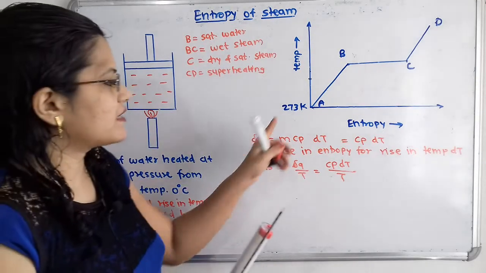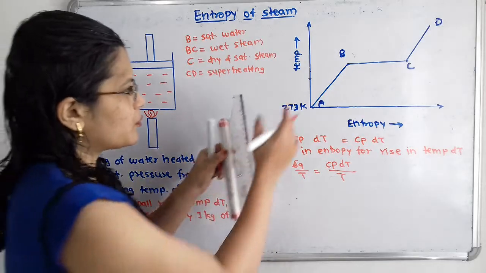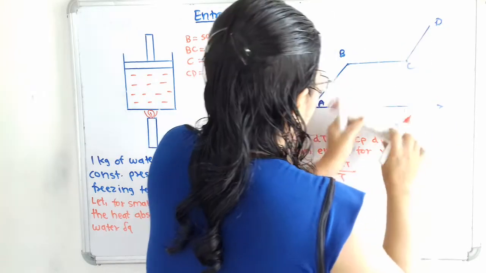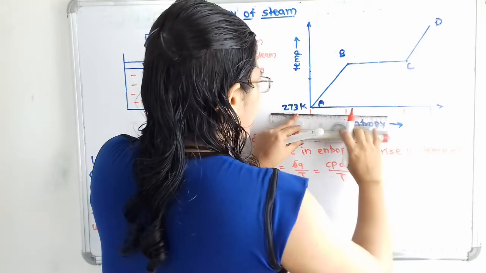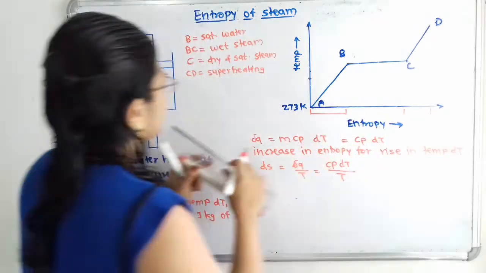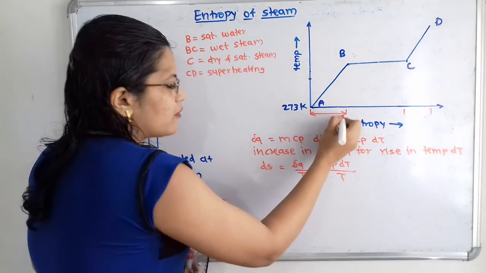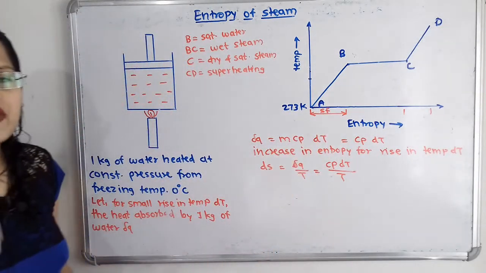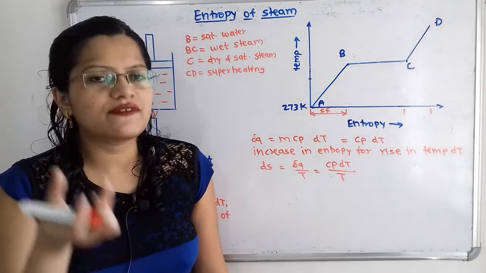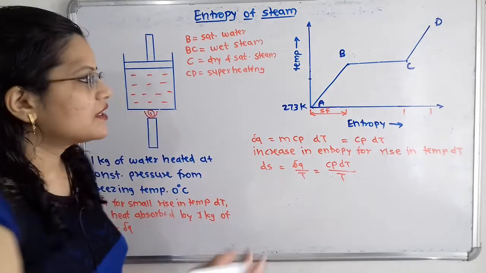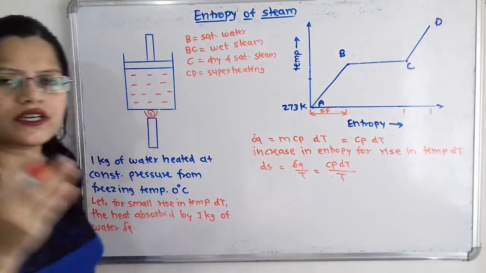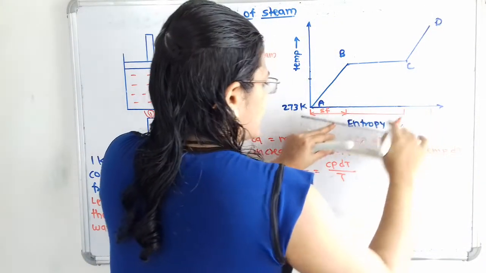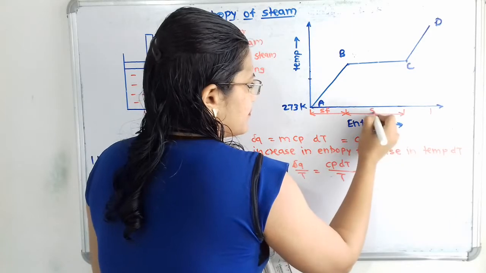Now we have to define the entropy for each process. So for the process AB, I will show here how we can show this entropy. So for process AB, there is only liquid phase, that is only water is there. So we have to show entropy as S_f. F we will use for the water phase and g we will use for the water vapor phase. Now during the process BC, there is the water as well as water vapor. So we will use here the entropy, that is S_fg.